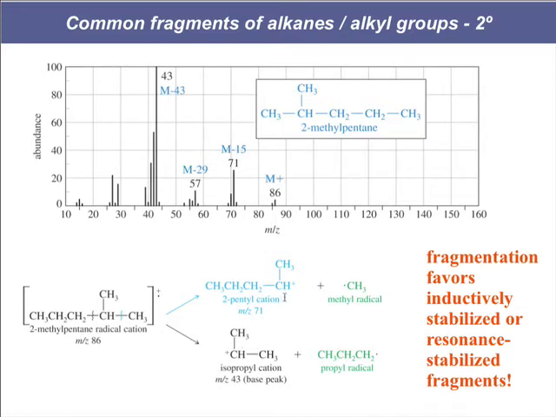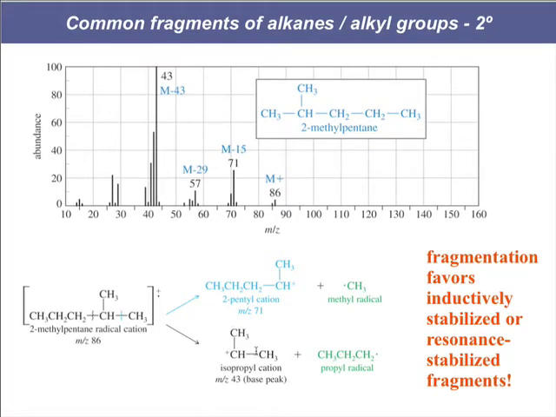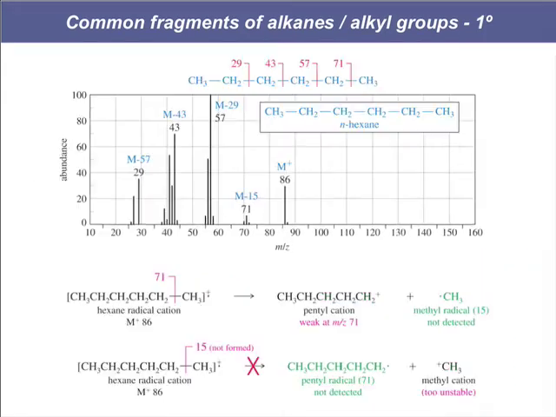So the 71 should be abundant because it gives us a secondary, and the 43 should be abundant because it gives us a secondary. Also, when we get the secondary cation, which is 43, we also could, by some small chance, get a primary cation from the other 43, the N-propyl fragment. So that's why 43 is the most abundant here, and 71 is next. So that's very subtle. Same fragments, but different abundance.